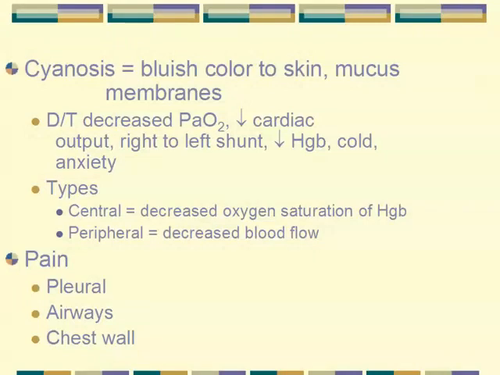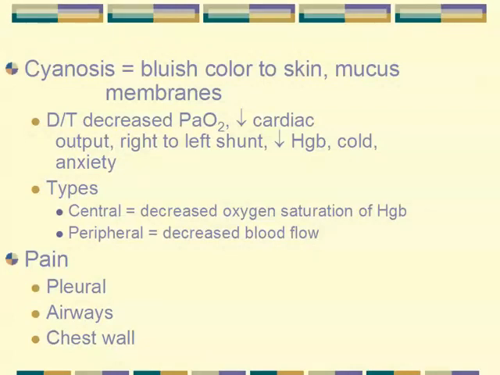There are two types of cyanosis. Central cyanosis is due to a decreased oxygen saturation of the hemoglobin. So in other words, you're not getting enough oxygen in to circulate. And you'll notice that in your tongue, your lips, and in the mucosa. Peripheral cyanosis is due to a decrease in the blood flow to a tissue, and you'll notice that in your ears, your nose, and your nail beds.